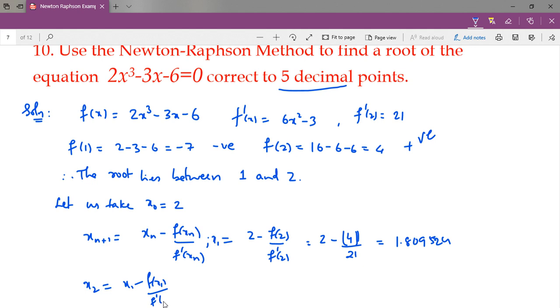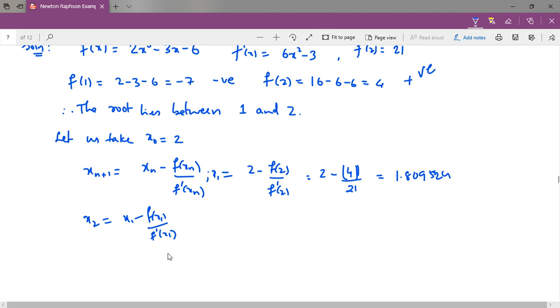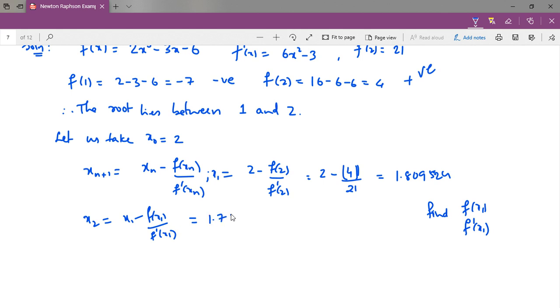again x1 minus f of x1 divided by f dash of x1. So x1 you have 1.809524. So find out f of x1 and f dash of x1. Find these two values and put them here, then you are going to get x2 as 1.784200.